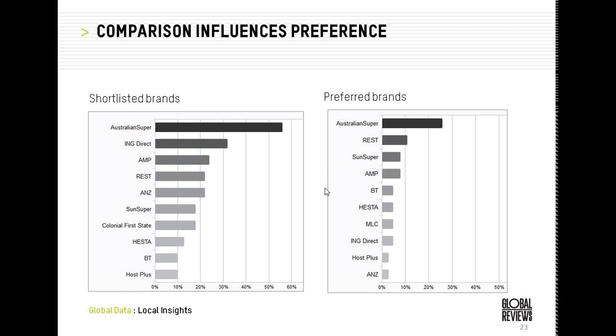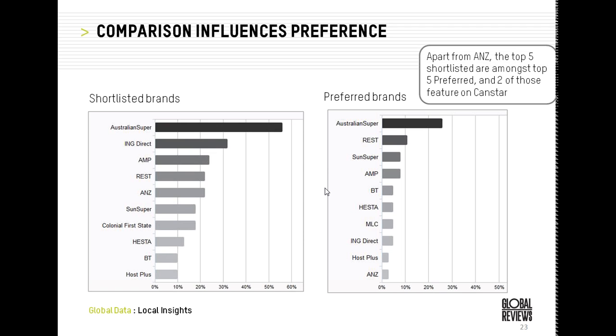So if we look at what brands those who visited a comparison site shortlisted, and keep in mind that was predominantly CanStar, Australian Super, ING Direct, AMP, Rest and ANZ were the top 5. So apart from ANZ, the top 5 shortlisted brands are also amongst the top 5 preferred brands, and 2 of those featured on CanStar. Now keep in mind, depending on what search you do on CanStar, you will get different brands as well. So there could easily have been more that others have seen than the ones I've highlighted here.